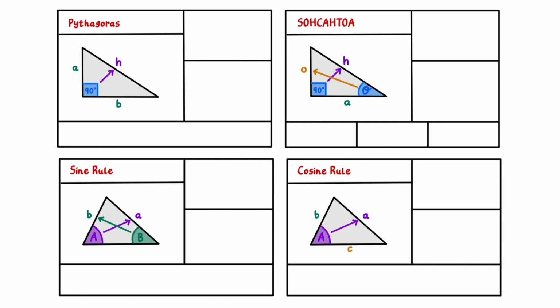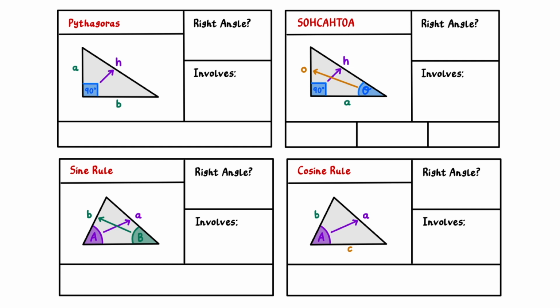In our analysis, we'll focus on 2 crucial questions. First, does the method require a right-angled triangle? And second, how many sides and angles are involved? As we'll see later, being able to answer these questions is the key to correctly choosing the appropriate strategy. Let's begin by overviewing and analysing each of our 4 methods.